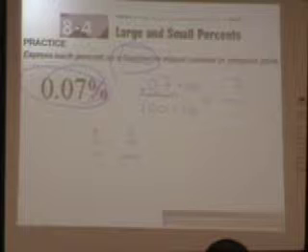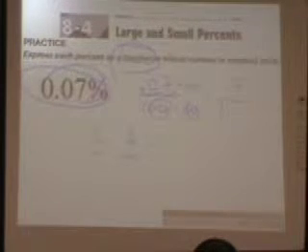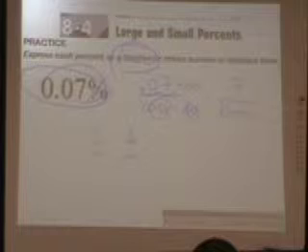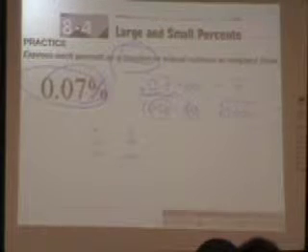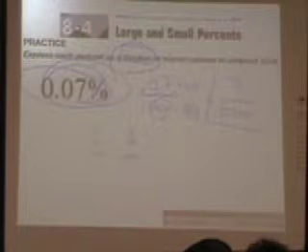7 over what? 100. No. What's 100 times 100? 10,000. Look, put a 1, and then how many zeros are there? 2, 4. So just put 4 zeros. So it's 7 over 10,000. 0.07% is the same as 7 over 10,000.